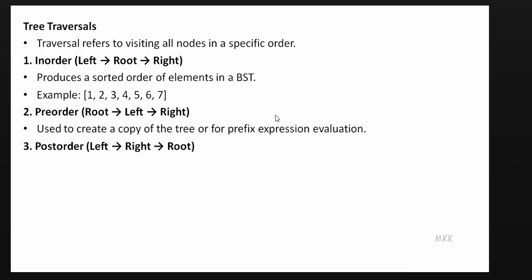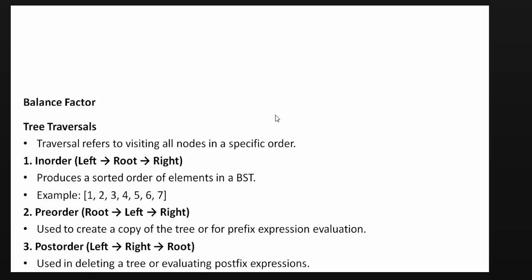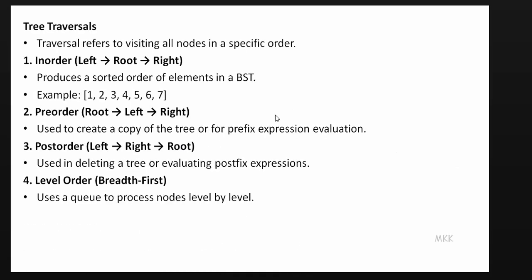Whereas in post-order, first the left node, then the right node, and last the root node, used for deleting a tree or evaluating a postfix expression. Level order is nothing but breadth first. It uses a queue to process nodes level by level. Which level is filled first and which next is decided by the level order, the breadth first search.